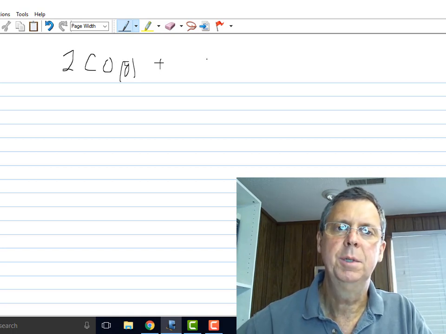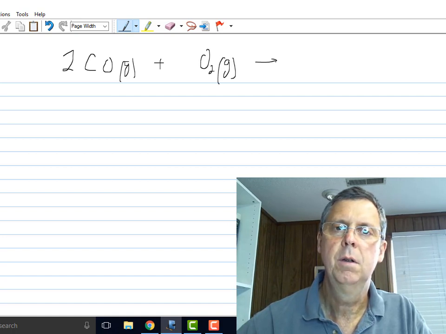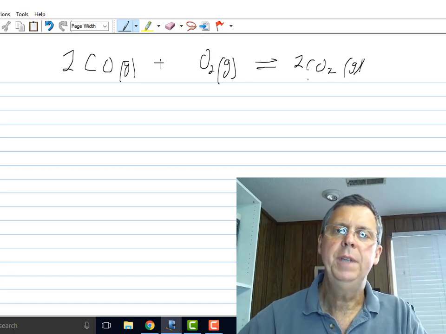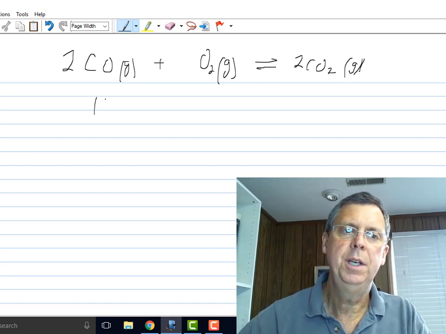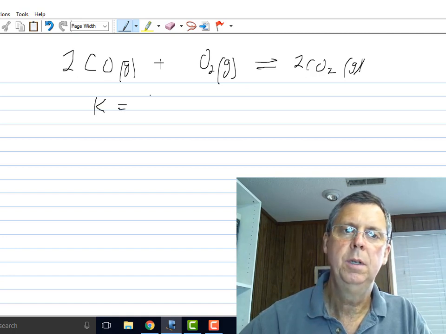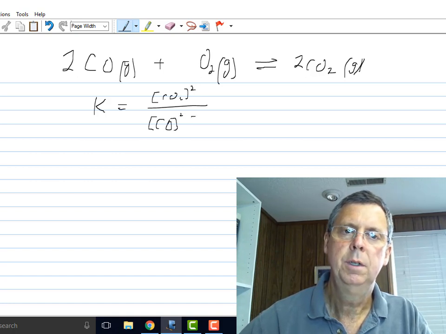Just say carbon monoxide plus oxygen. Everything's gas phase. Goes to produce CO2 gas phase. So assume this is at equilibrium. So our equilibrium expression would be the concentration of CO2 squared over the concentration of CO squared times the concentration of oxygen to the first power, of course.